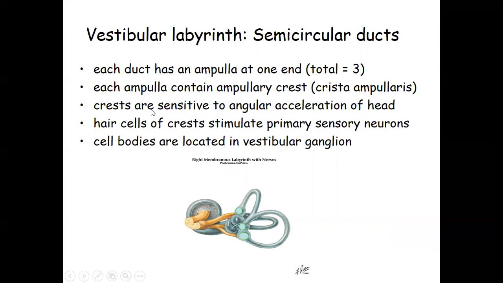The crest here is sensitive to the angular acceleration of the head. The hair cells of the crest stimulate the primary sensory neuron, whose cell bodies are located in the vestibular ganglion. So I mean that inside the ampulla we have a specific sensory epithelium, the crista ampullaris, that can sense the angular acceleration of the head.